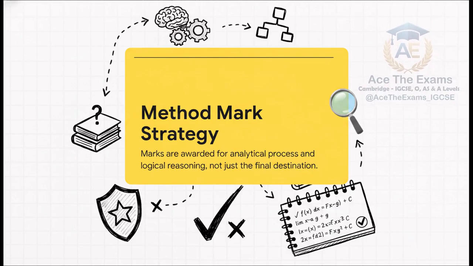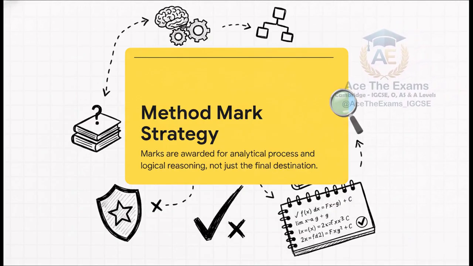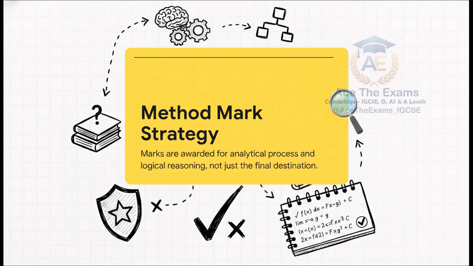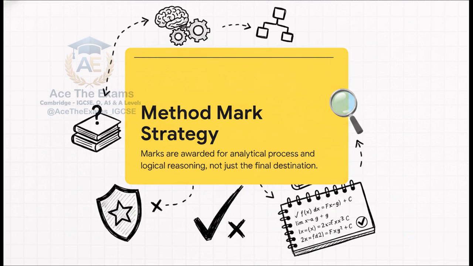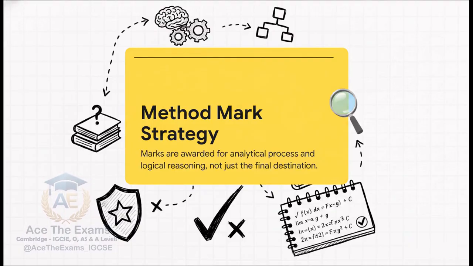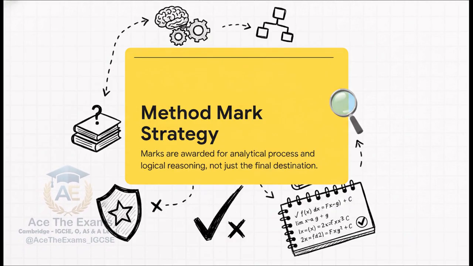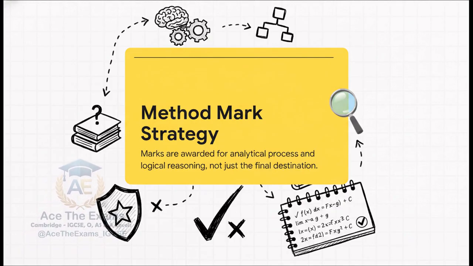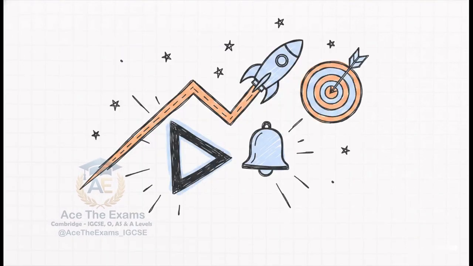Let's talk about the method mark strategy. In Cambridge Additional Mathematics, marks are awarded for the analytical process and the logical reasoning, not just the final destination. Think about it. You could make a tiny, silly arithmetic error on the very last line of a massive 7-mark question. If your method is just hidden in your head or scribbled illegibly in the margins, you lose all 7 marks. It's devastating. But if you have laid out your logical reasoning, shown your clear notation, explicitly stated your limits, and properly applied the radian rules, you might actually still walk away with 6 out of 7 marks because of the method mark strategy. It's a huge safety net. The examiner needs to see your evaluation of alternative approaches and your justified mathematical steps. Show your work, always.